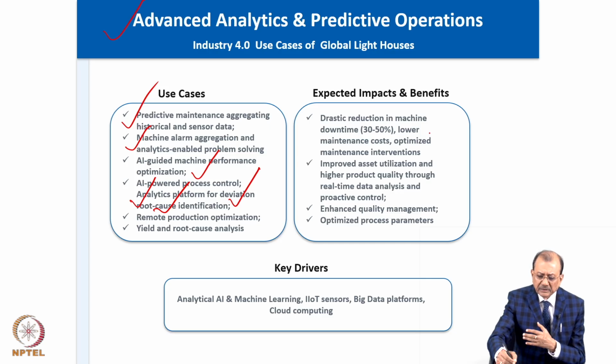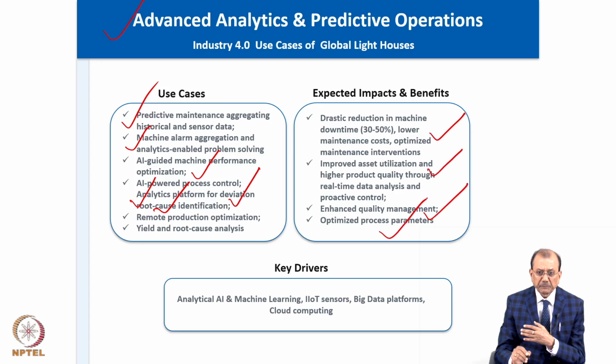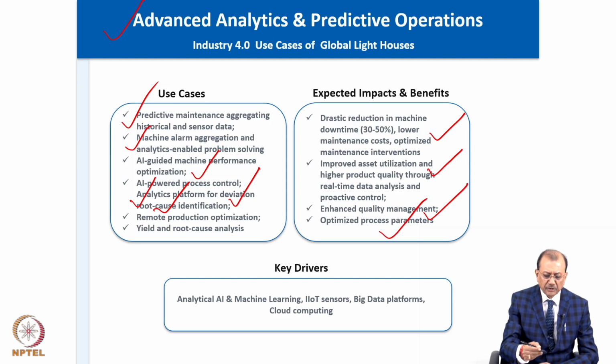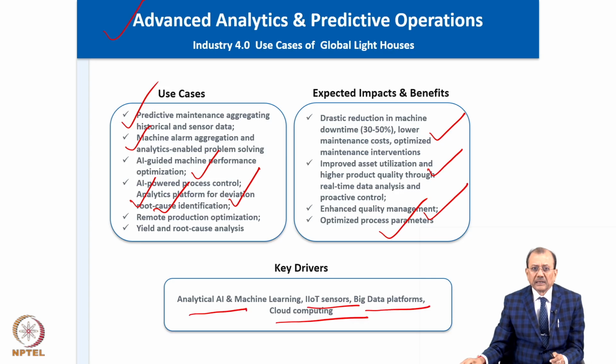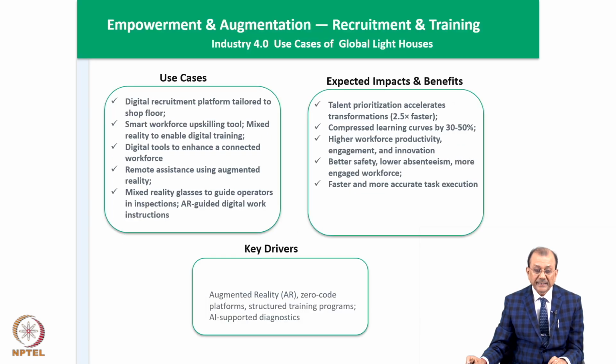What are the benefits? These are the benefits: improved asset utilization, enhanced quality management, optimized process parameters. And which kind of technologies are being used to develop and to use this kind of use cases? Analytic AI, machine learning, IoT sensors, big data, and cloud computing. So you can see that one of the important areas of Industry 4.0 is to make use of advanced analytics and predictive operation.